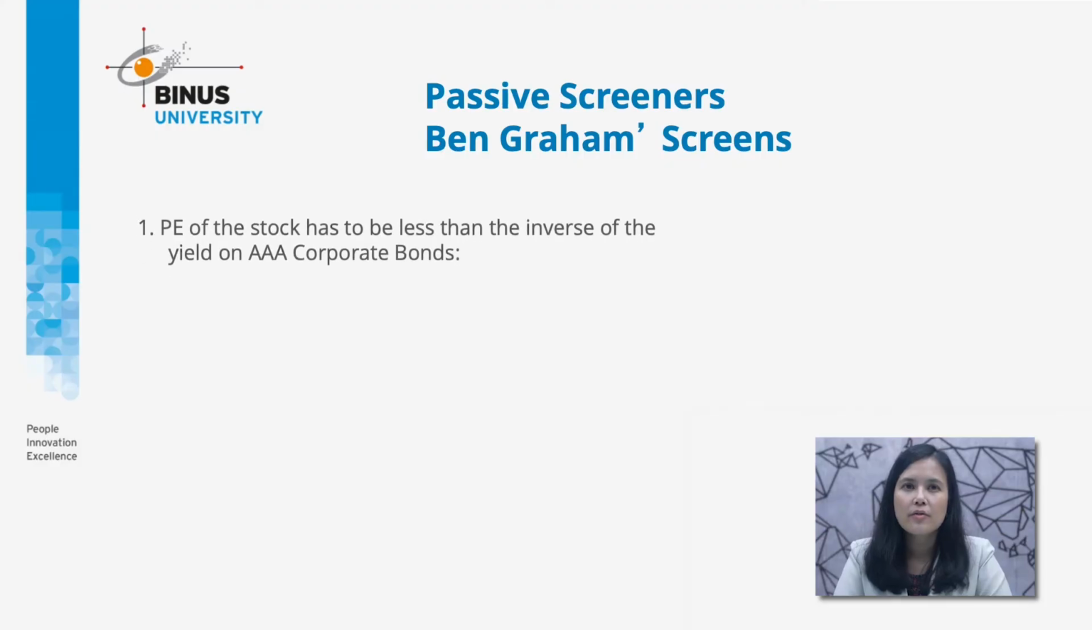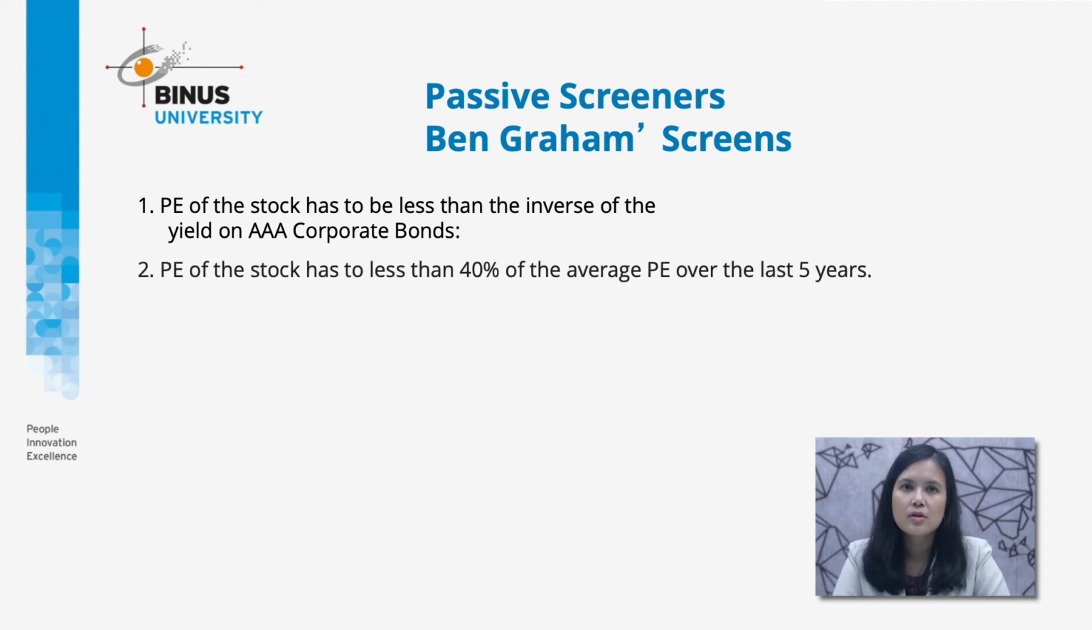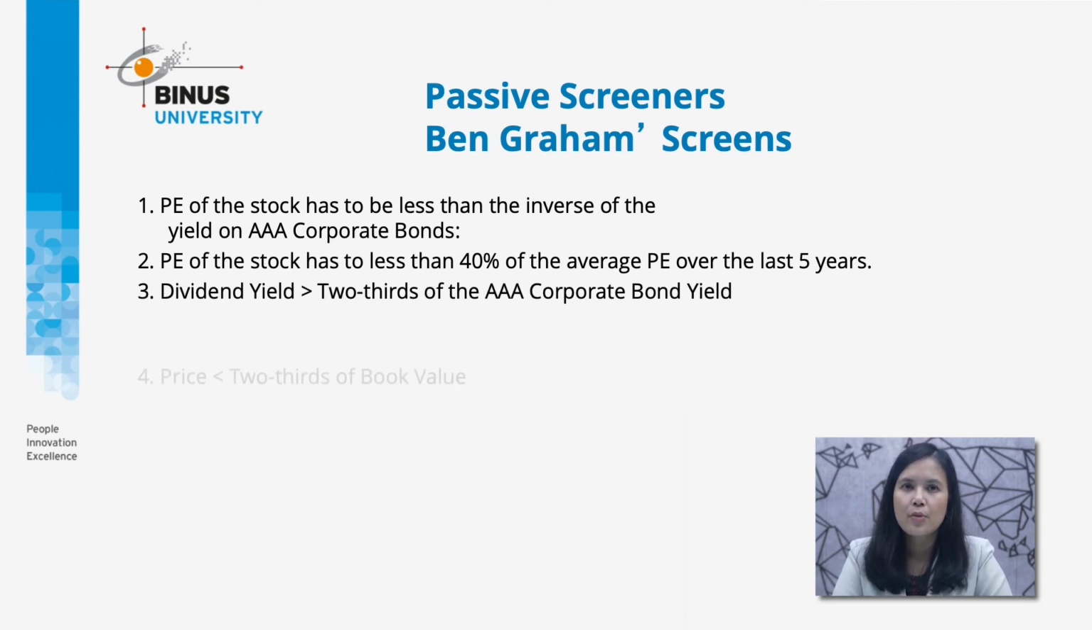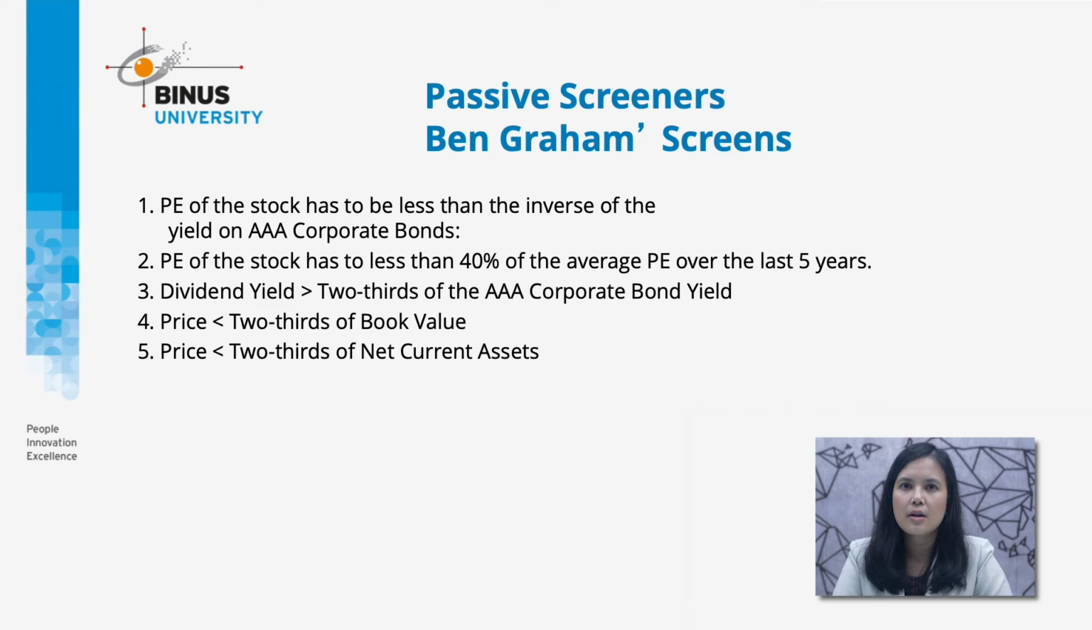1. PE of the stock has to be less than the inverse of the yield on AAA corporate bonds. Second, PE of the stock has to be less than 40% of the average PE over the last 5 years. Third, dividend yield is more than 2/3 of the AAA corporate bond yield. Fourth, price is less than 2/3 of book value. Fifth, price is less than 2/3 of net current assets.